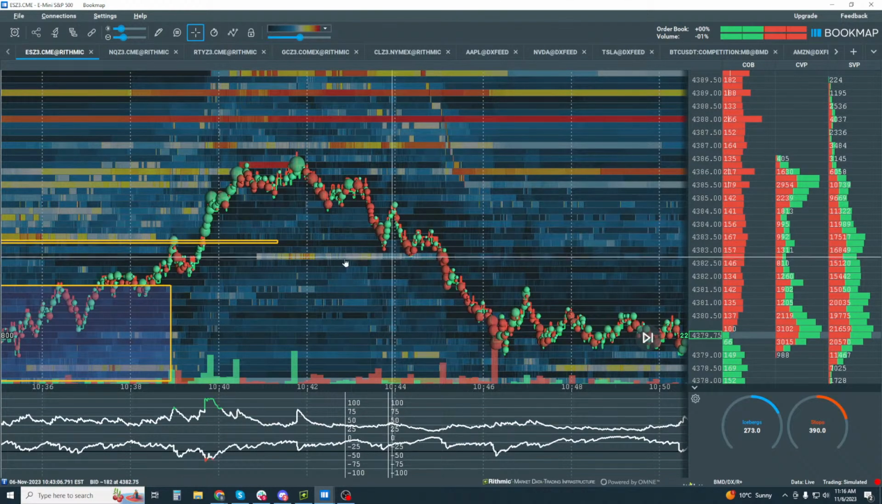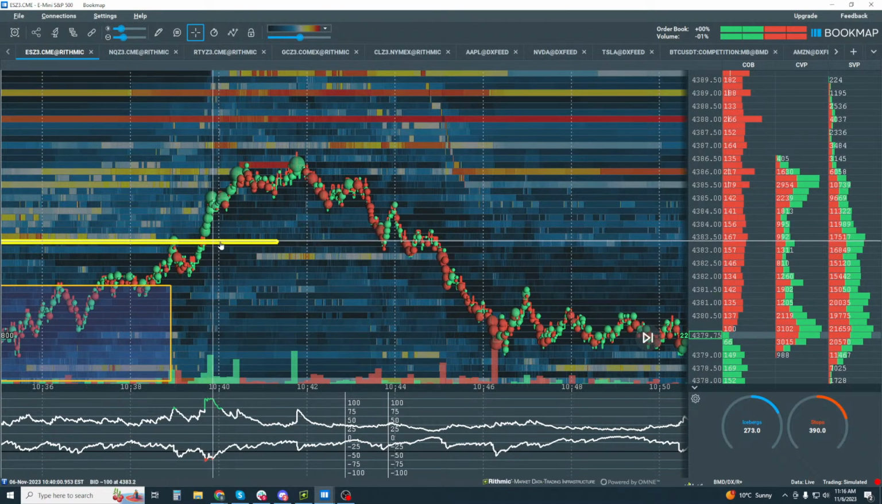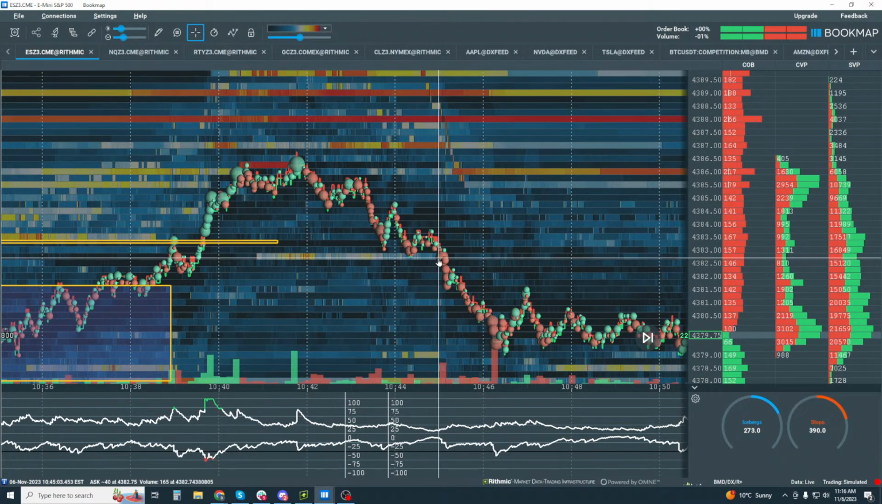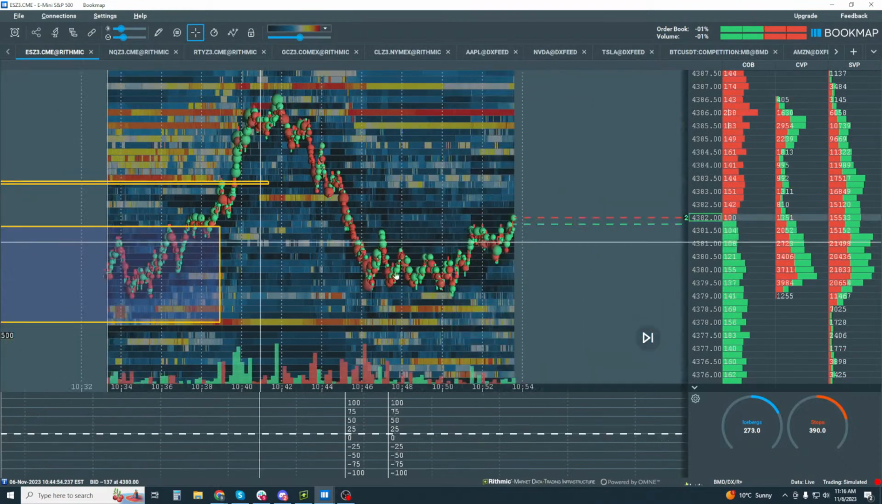Okay, and then look at the sellers below our range in here. We kind of marked it up here, but it's actually here. And the sellers brought it right back down.